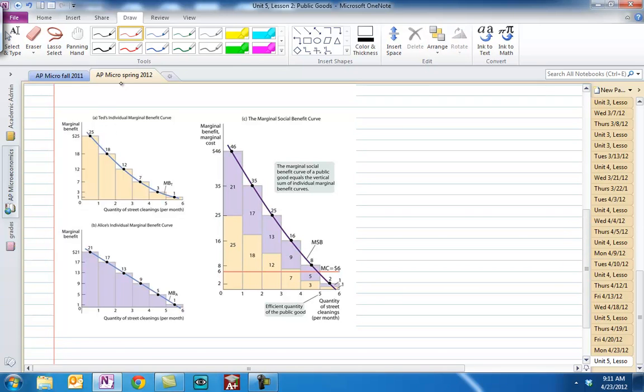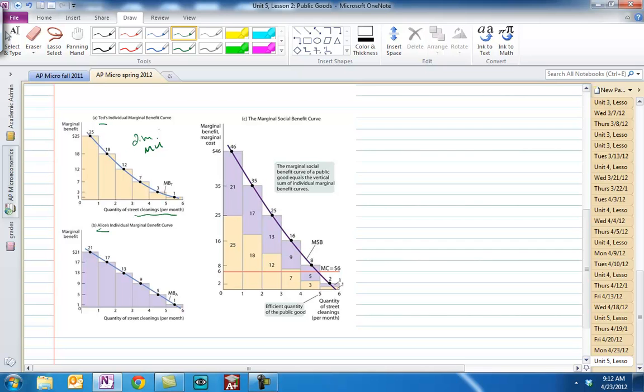So what we have on the left-hand side are individual benefits to Ted and Alice, two different consumers, say living on the same street, of different amounts of street cleanings per month. What this shows is for the first street cleaning, Ted gets $25 of benefit out of that cleaning. He values it $25 worth. If they were to do a second street cleaning per month, he gets $18 because of, hopefully you know, diminishing marginal utility, like most things.